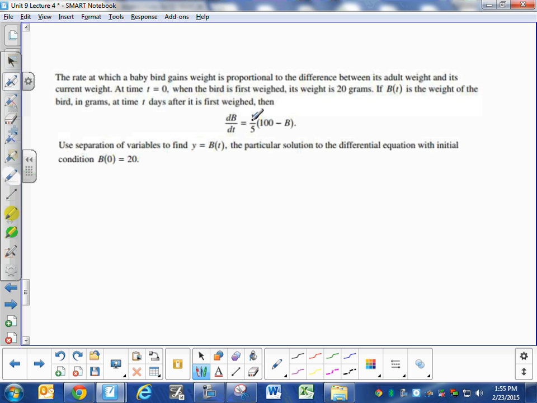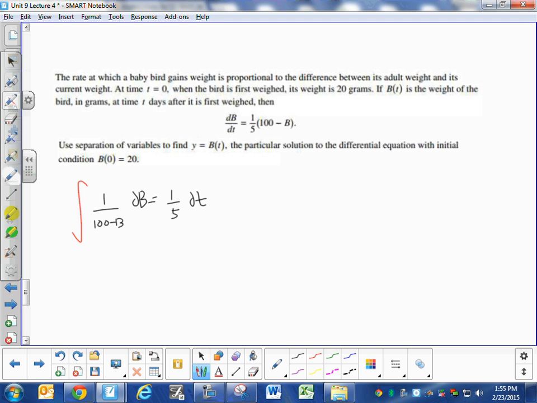So we need to solve this differential equation, which is dB over dt. This is the derivative of the weight equation B of t, which we don't know. So we're going to find B of t. What I would do is separate variables, by dividing by 100 minus b, and then just leave the 1/5 over here and multiply both sides by the dt.